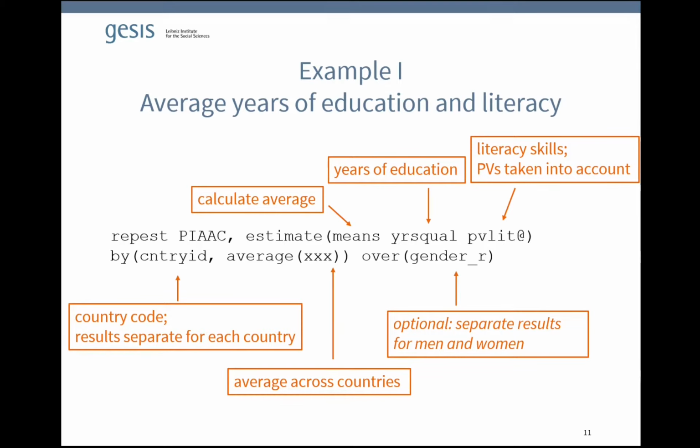With the by option in this example, we calculate the results separately for all countries in our dataset. And with the average option, we can also calculate the average over countries. If we also add the over option, we can obtain average education and average skills separately by gender or any other categorical variable.